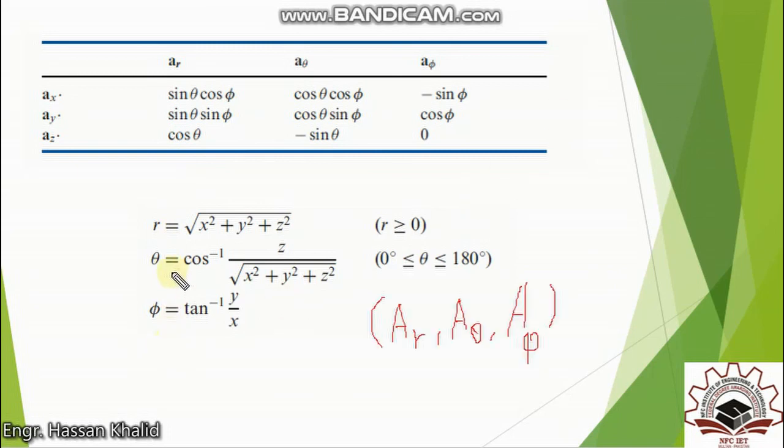For any given vector A, let's say Ax, Ay and Az are the three components of the given vector A. You first need to find the values of r, theta and phi, and after that you need to transform that vector A, with components Ax, Ay, Az, into the spherical coordinate system by finding Ar, A theta and A phi, by multiplying A xyz by the desired unit vector in the specific direction of r, theta or phi, just as we have done in the previous slides.